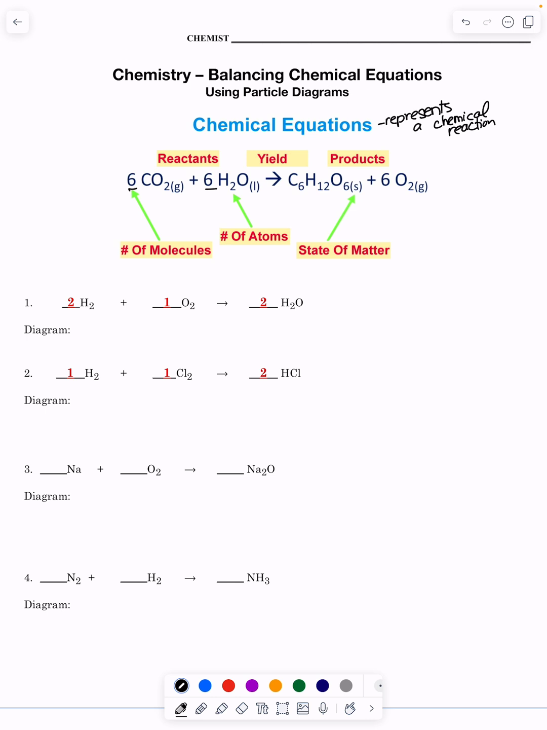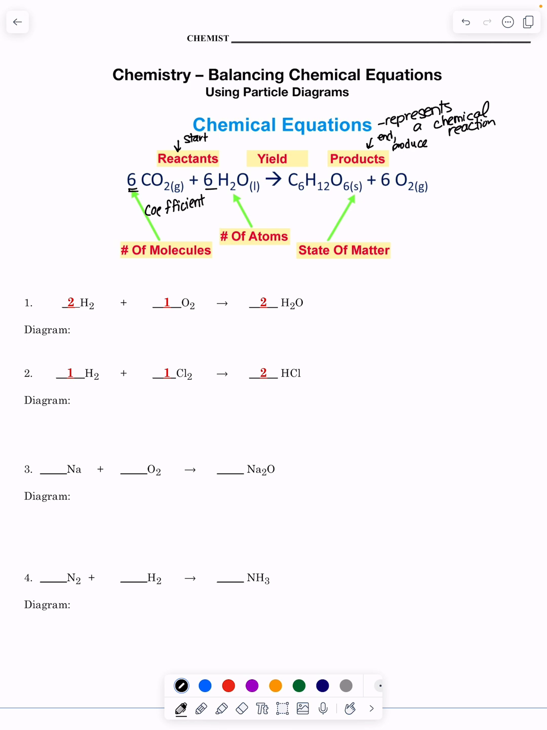plus 6O2. Now, on the left side, before the yield arrow, before the reaction arrow, are the reactants. We start with them. On the right side, what we make, we end with, or we produce, or make products. Now, there are these numbers that go in front of each substance, like the 6 CO2. It says it's the number of molecules. We call this a coefficient. And that's what we're going to use to conserve matter and balance a chemical equation.